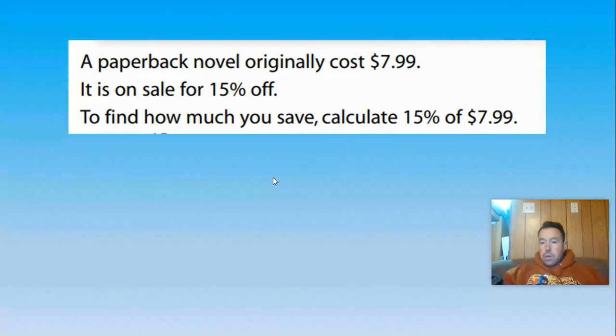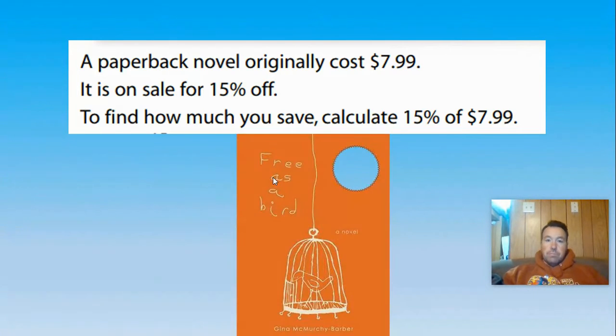Take a look. So, a paperback novel. It originally cost $7.99. It's on sale today for 15% off. So, to find out how much you save, you have to calculate 15% of $7.99. Well, how do we do that? Well, look at the book. Love that book, Free as a Bird. It's the one we're reading in class right now. So let's say, how much money would we save on this novel here if it was 15% off of $7.99?